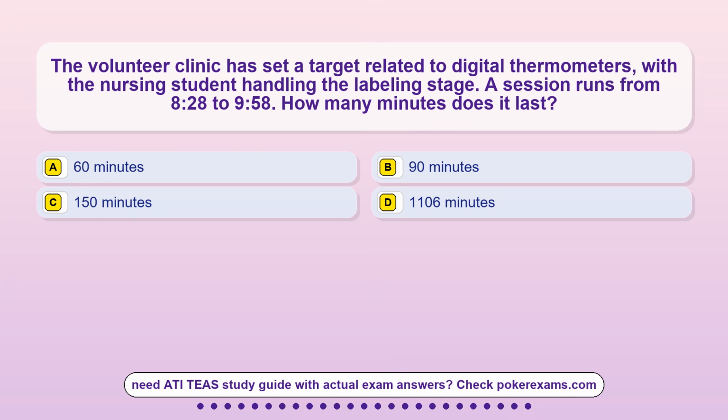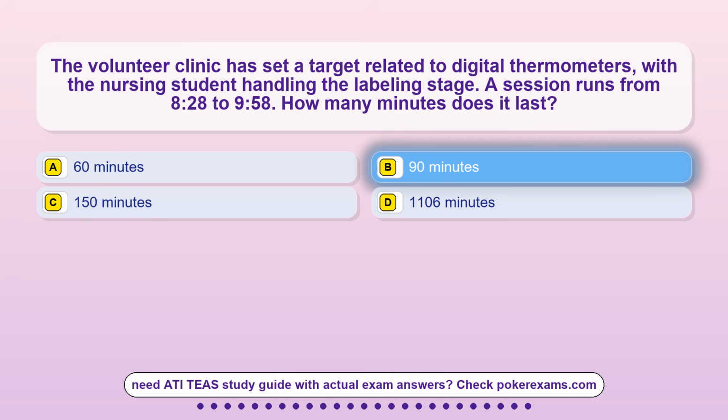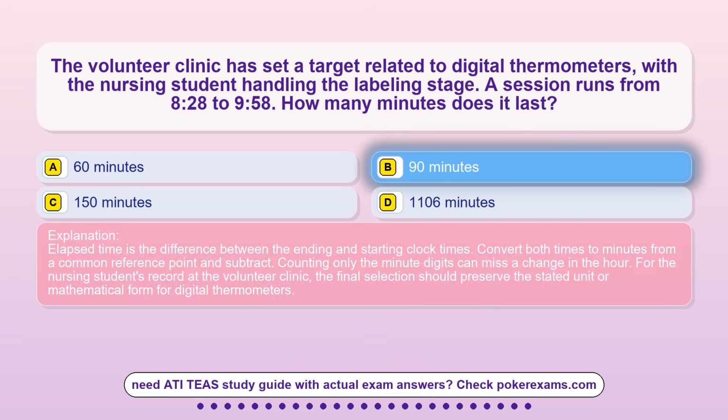Option B, 90 minutes. Option C, 150 minutes. Option D, 1,106 minutes. The correct answer is option B, 90 minutes. Elapsed time is the difference between the ending and starting clock times. Convert both times to minutes from a common reference point and subtract. Counting only the minute digits can miss a change in the hour.